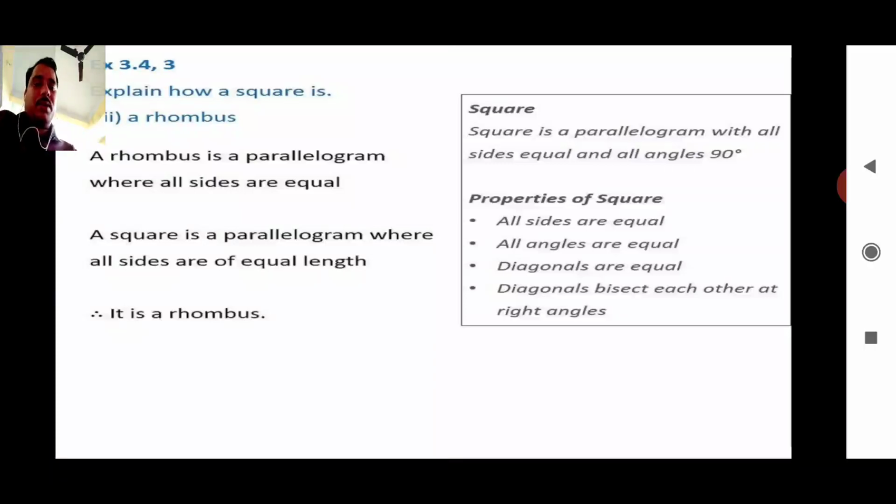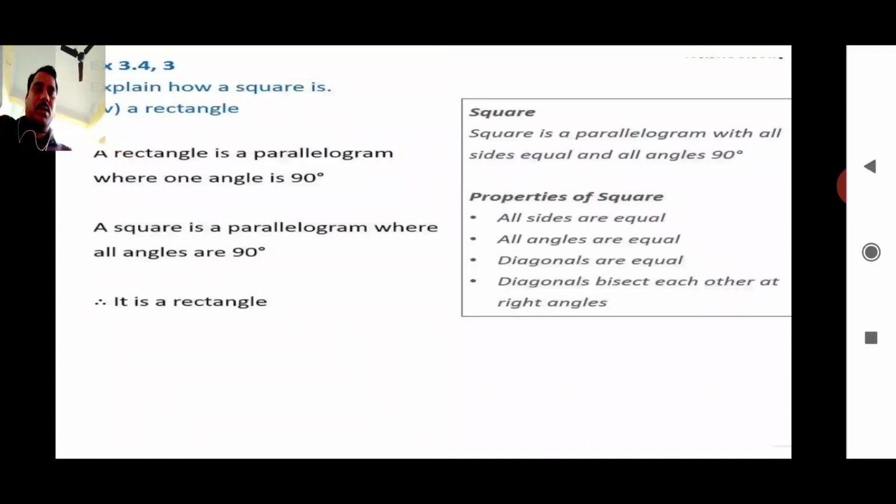How is a square a rhombus? In a rhombus, all sides are equal, and also in a square, all sides are equal. So a square has all sides equal, and a rhombus also has four sides equal, so it is a rhombus. Next one. How is a square a rectangle?